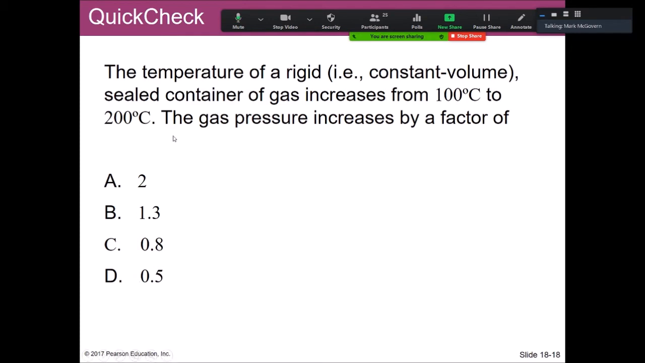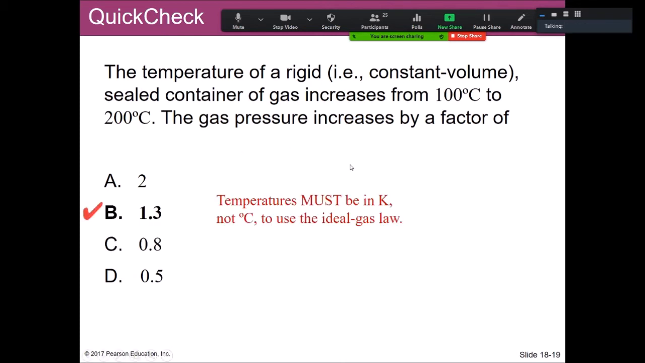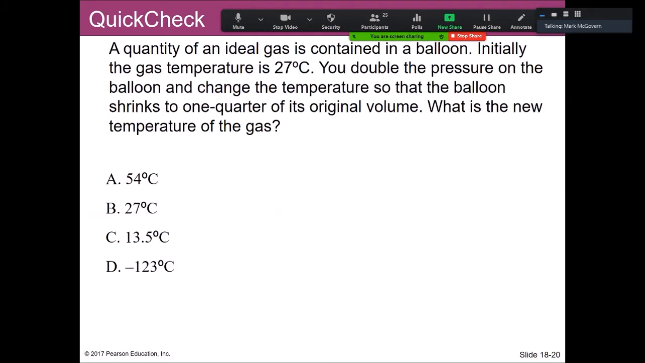But our temperature didn't double, right? It did not double. It did go up by a factor of 1.3, though. And so the pressure went up by a factor of 1.3. Okay, good. So the way you would do this is you convert these two temperatures to Kelvin, take their ratio, and see what the factor is, and it's 1.3. Great. That was B. Keep track of my slides here.